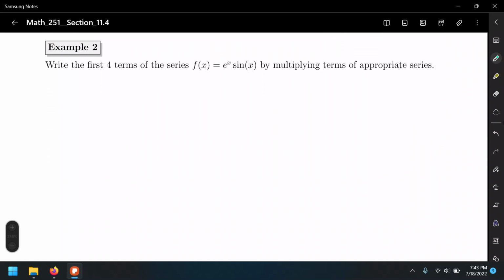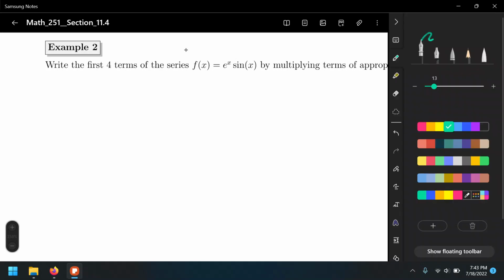Number 1, write the first 4 terms of the series f of x equals e to the x times sine x by multiplying terms of the appropriate series. Well, so what are we going to do? In this case we have the product of e to the x times sine x. Notice we don't have a function like x cubed e to the x squared, for example, in which we develop a power series for e to the x squared, and we just introduce this x cubed inside of the sigma series. So now in this case we have the product of two functions that have particular power series.